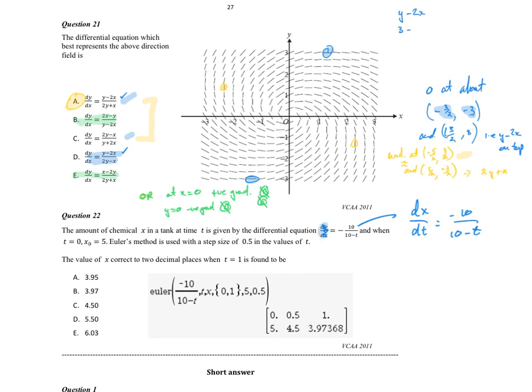Finally, as I mentioned, the question should read dx dt is equal to negative 10 on 10 minus t. So there's my derivative. My independent variable is t. X is equal to t squared, so the t is the independent. X is dependent upon that. I'm interested in my initial condition at t equal to 0, x is equal to 5. And I want to go as far as 1, going up in a step size of 0.5. And we get 3.97. B. Okay.